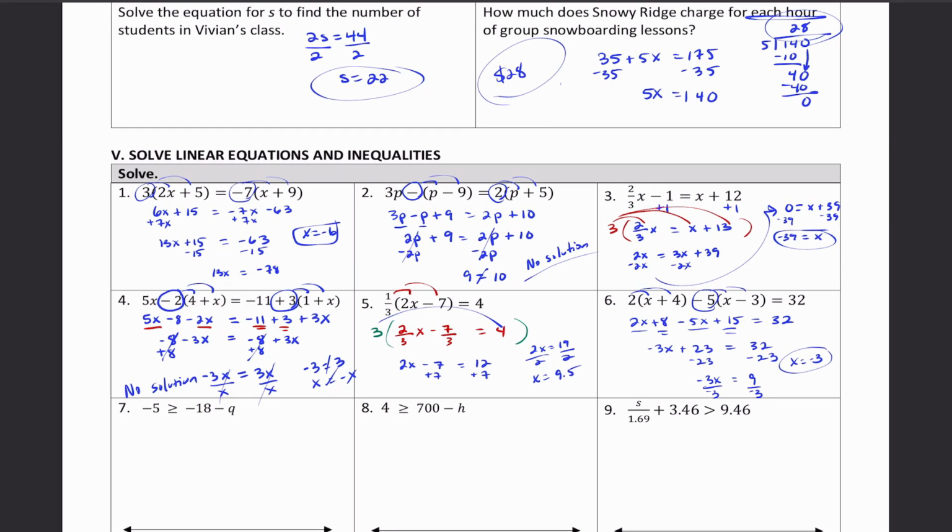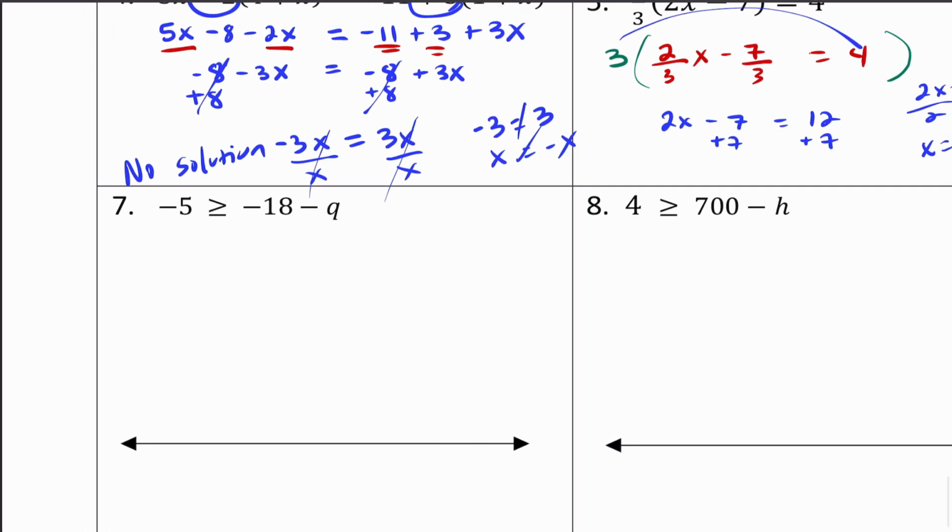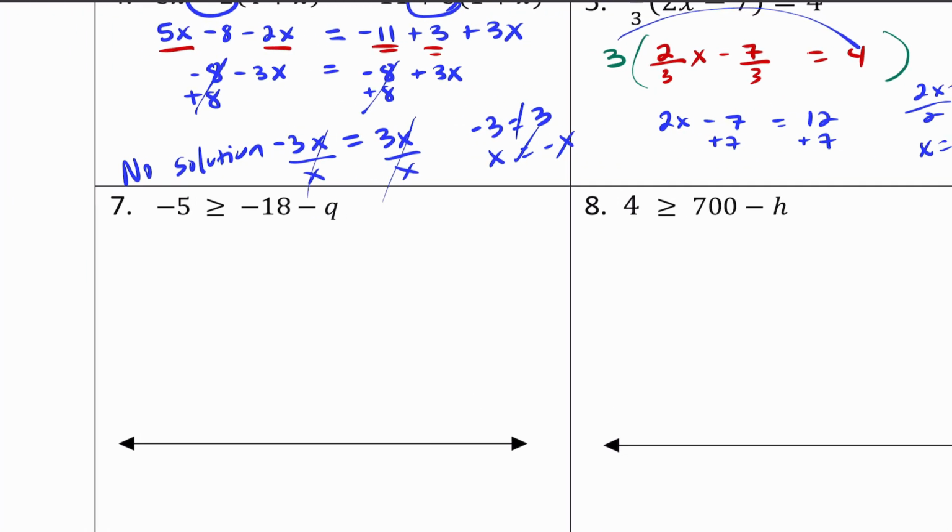Okay, folks, if I'm going too fast, please make sure that you pause and just rewind, and then hopefully you're all caught up. Let's take a look at number 7. All right, so we're dealing with inequalities. Remember, when we divide or multiply by a negative, we need to flip the sign.